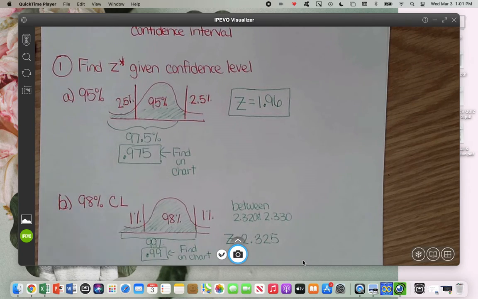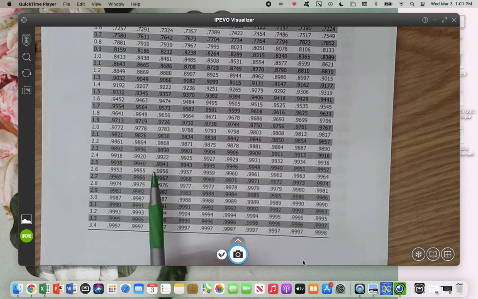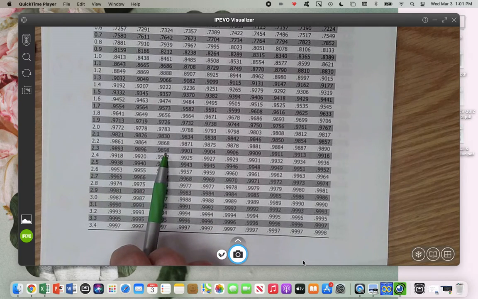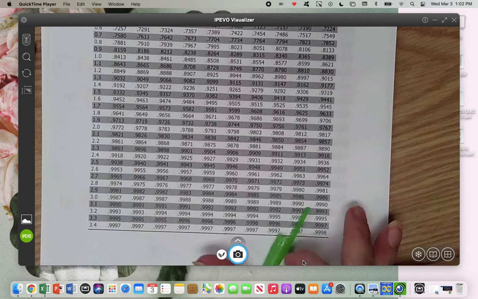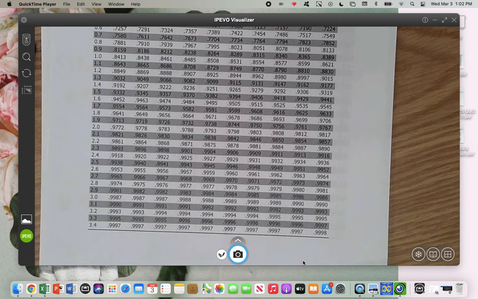But in that last case, we were so close there. That's only 2 ten-thousandths away, and that's only 1 thousandth away. Thousandths are so close. 0.990 is maybe slightly over this way, but it's pretty much right in the middle. So we're going to use that and just go right in the middle, 2.325.